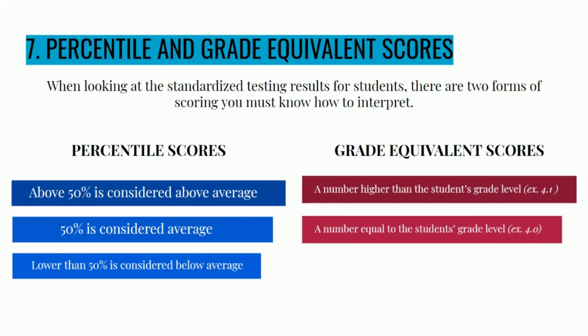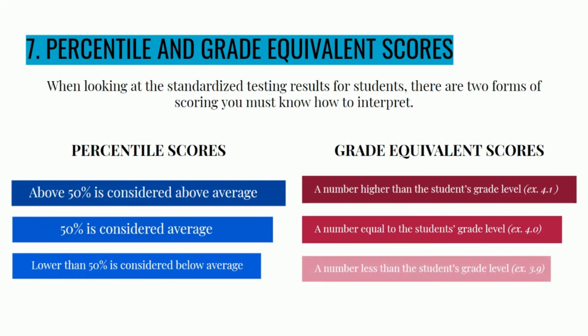Then a number equal to the student's grade level would mean that they're at an average level of reading. Then a number less than the student's grade level, for example, like 3.9, 3.5, anything below a 4.0 for a 4th grader would mean that they are performing below average.